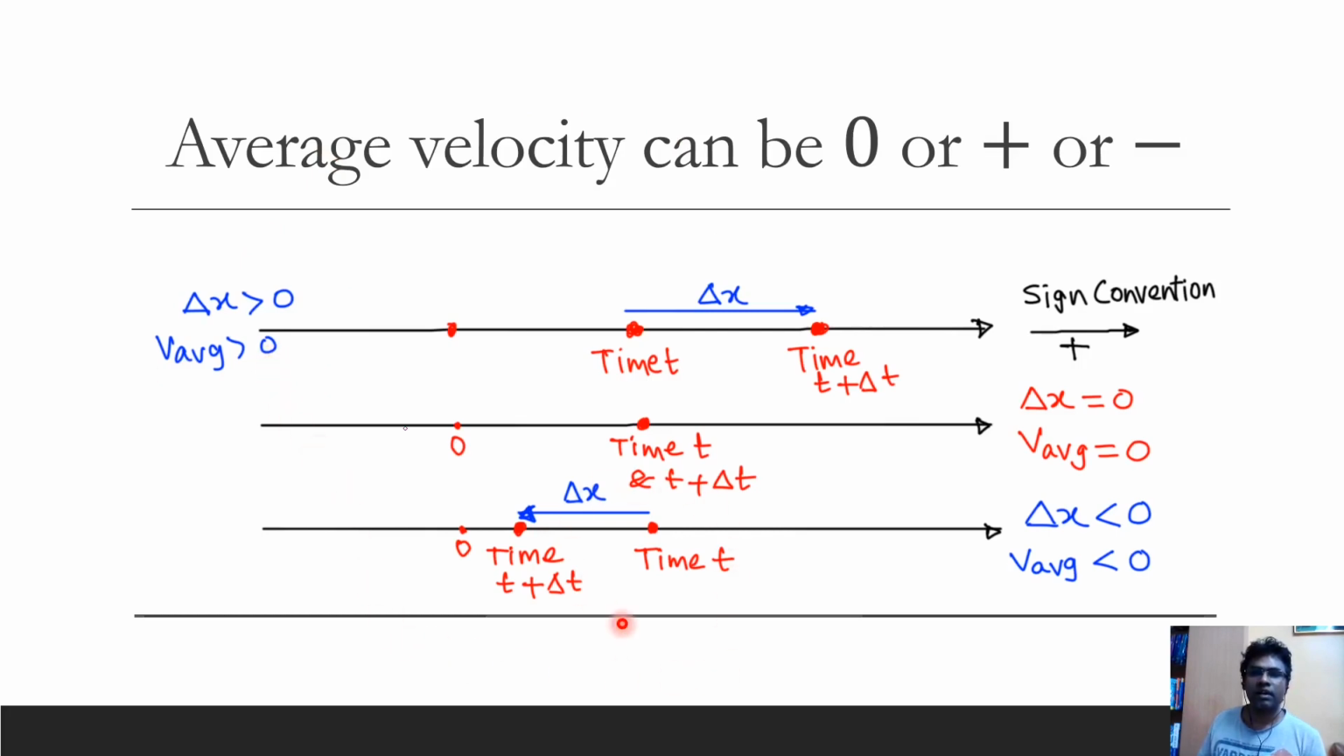On the other hand, if the particle moves to a location which is to the left of the initial location, then the displacement is negative and the average velocity is also negative. So if you look at the average speed, it is never negative. But if you consider average velocity, it can be positive, it can be negative, it can be zero as well.